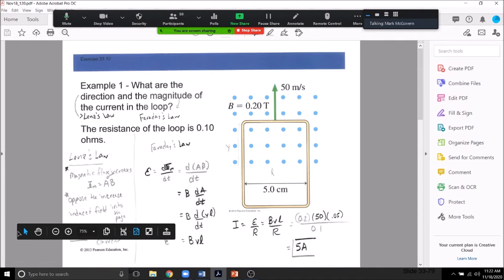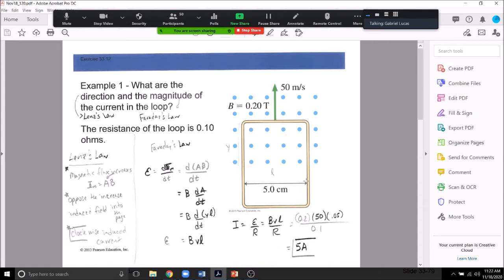And it will stay that way until the bottom portion gets into the field. Then the flux no longer changes and there won't be a current anymore. So the current only happens when the magnetic flux is changing. Once the loop is fully in the field, no more changes happening, so there's no more current. Any questions about this problem? Is this clear?